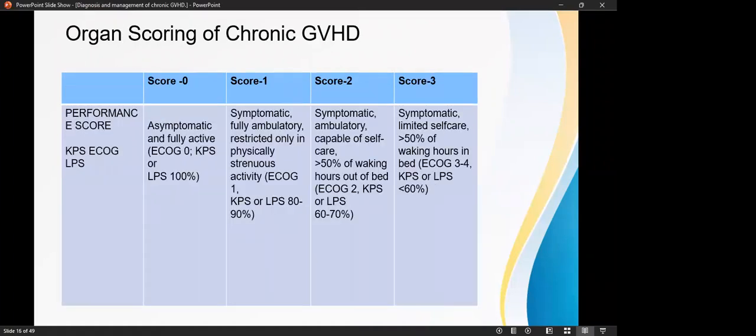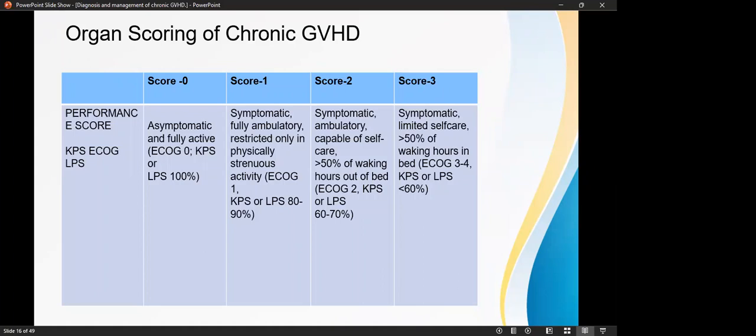And from organ scoring of GVHD, we have the Karnofsky scale, where we see that asymptomatic and fully active, we score 0, while symptomatic, fully ambulatory but restricted only in physically strenuous activity, we score 1, and symptomatic, limited self care, more than 50% of the time in bed or walking, we score 3.